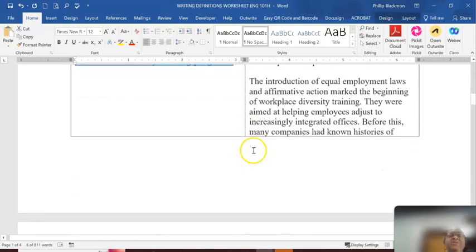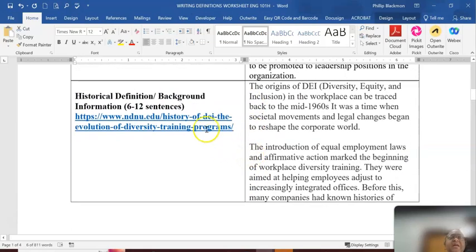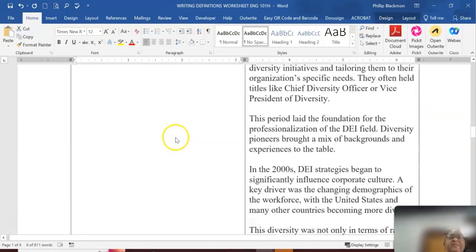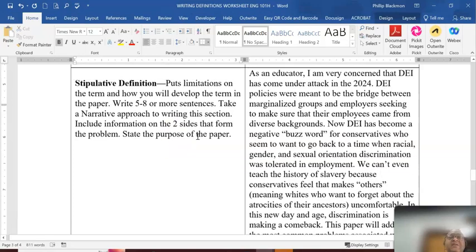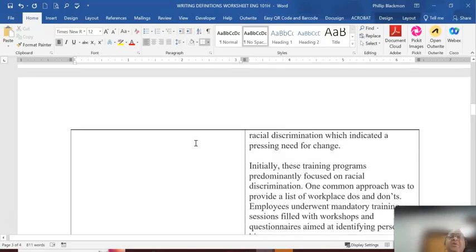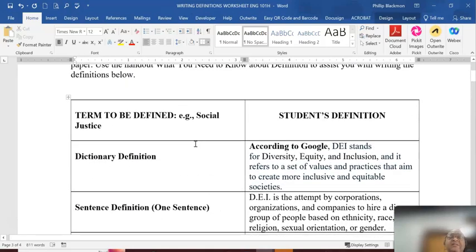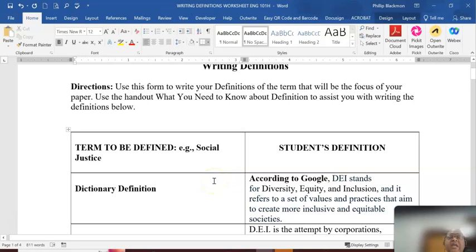So, what I want you to do for homework, I want you to finish up this handout, write the historical definition, write the stipulative definition. You will submit this to me in class on Tuesday. I will have a link available for you. And on Tuesday, we're going to pick up with talking about sections 2 and 3 of the paper, which will be the problem solution sections. And I will have a handout ready for you then so that we can work through those also.